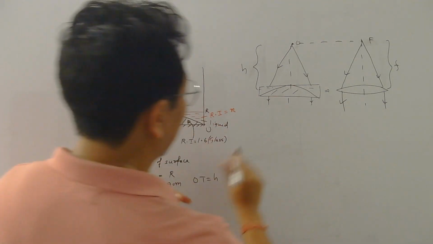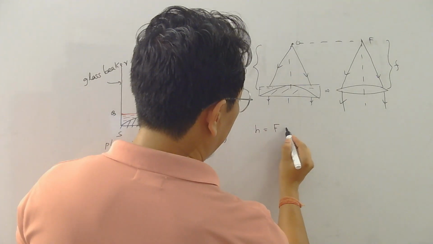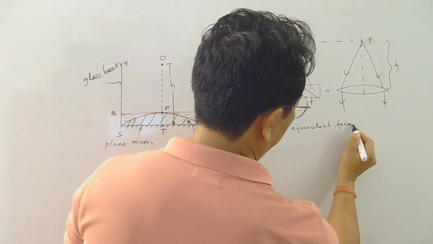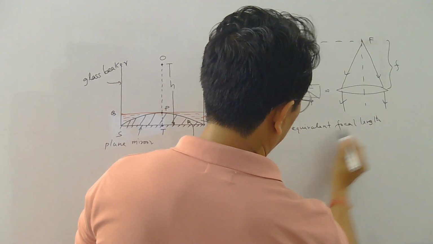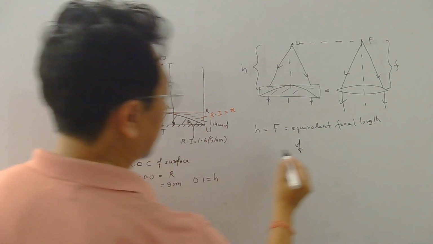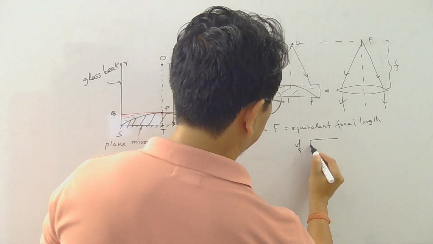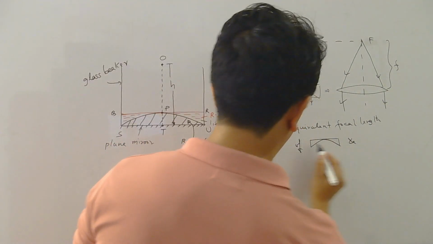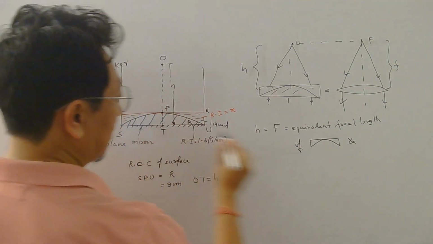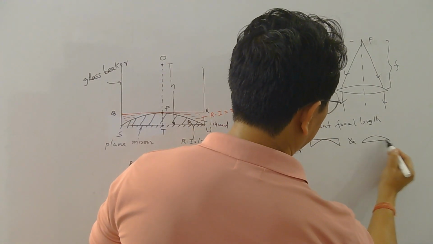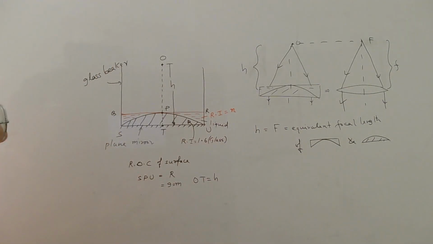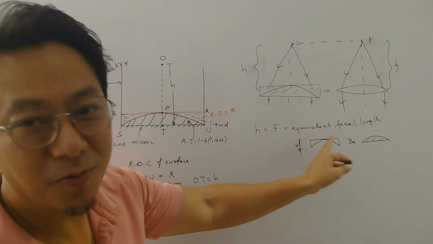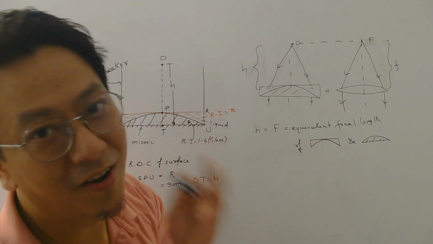So this h is the equivalent focal length of this liquid lens, which is like plano-concave, and the lower part, which is like a plano-convex lens, right? And you can see these two are in contact, and we already know the formula for equivalent focal length for two lenses in contact, right?